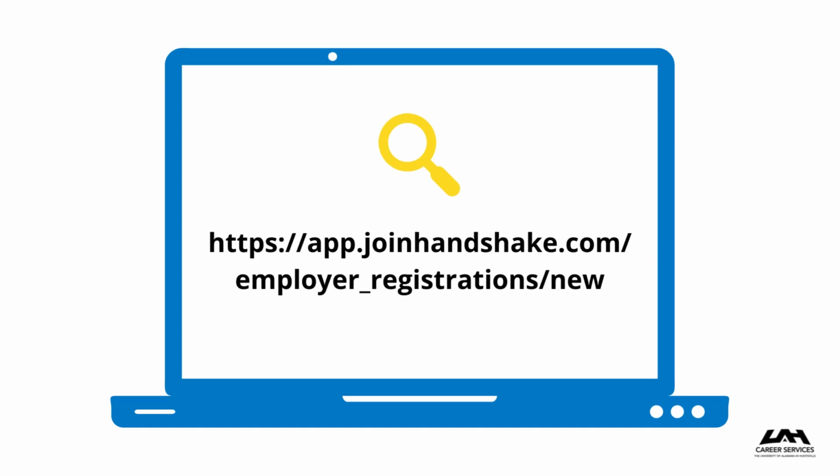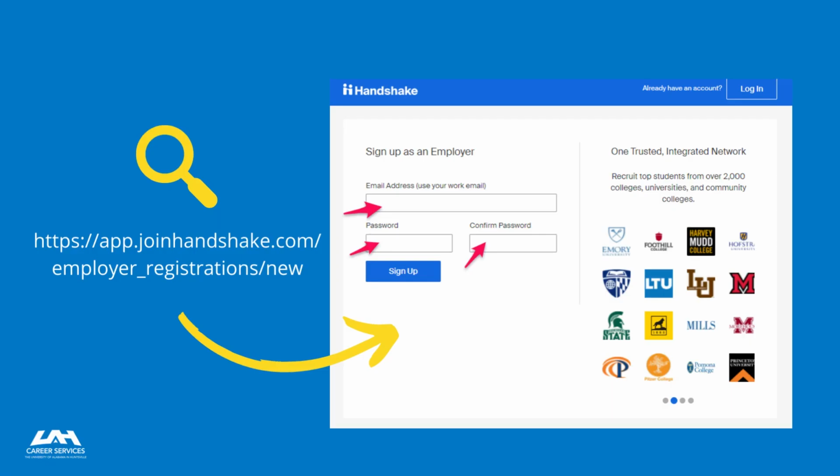If you look at your screen, you'll see that there is a web address that you need to navigate to in order to get started. app.joinhandshake.com/employer_registrations/new. After entering that website into your browser, you're going to see the following page come up. It's going to ask you for your email. Please make sure that that is your @uah.edu email address in order to affiliate you with the UAH company side of Handshake. You're going to enter in your password, confirm your password, and then press sign up.